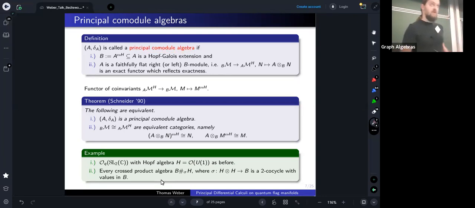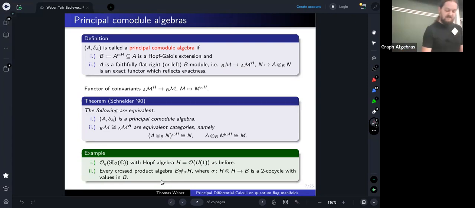And just one sentence on faithful flatness. So A is faithfully flat, let's say as a right B module. If you look at this functor here, that I will tell you in a moment what it means, this has to be an exact functor which reflects exactness.